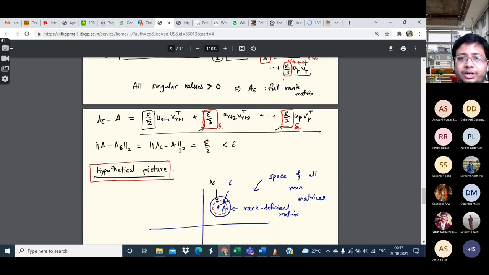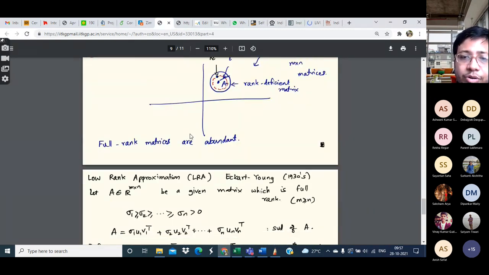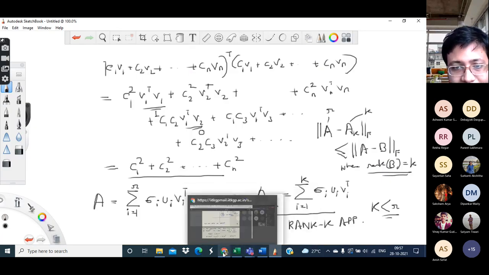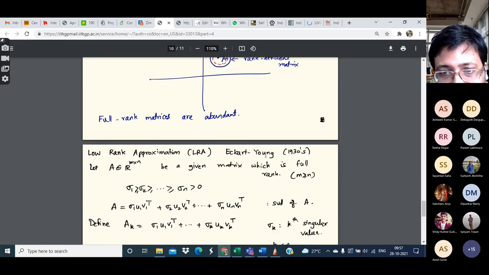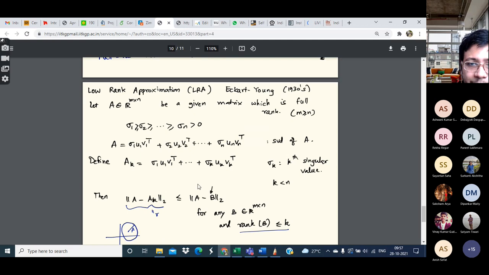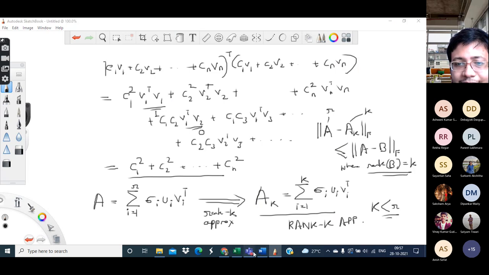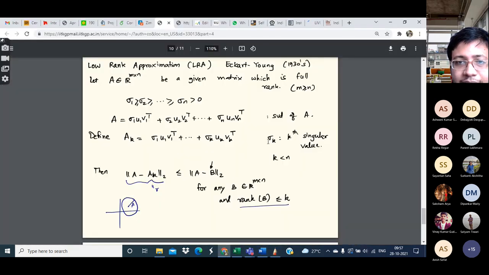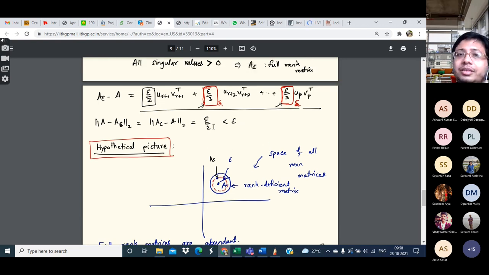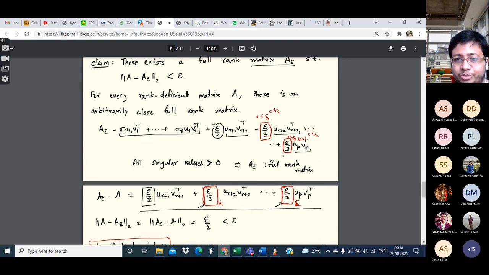Okay, so this, in a sense, is a contrast to the result we have claimed earlier, the result by Eckart and Young. That result says that any full rank matrix or any high rank matrix can be approximated by a low rank matrix. The result which we discussed right now is in a sense the converse of that. It's like saying every low rank matrix can be approximated by a full rank matrix.